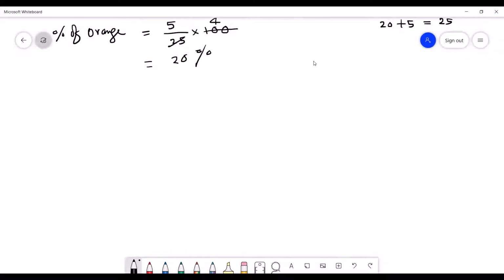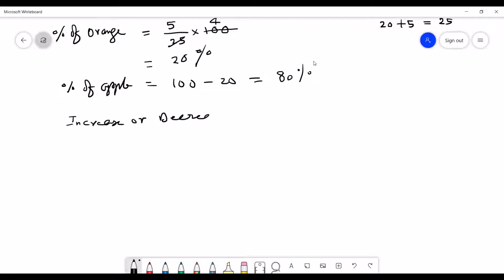Same way, percentage of apples is 100 minus 20, because if 20 is subtracted, the remaining all is apples. So we will get 80% apples and 20% oranges. This way we found the ratios as well as percentage in our 7th standard. Now let us come to increase or decrease percent.